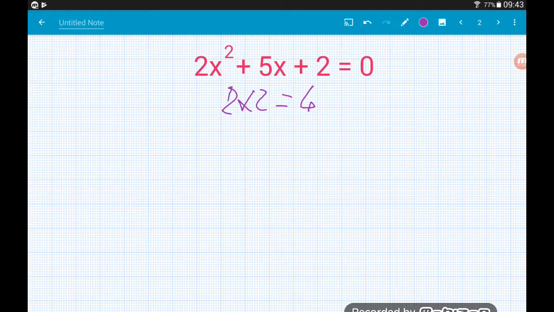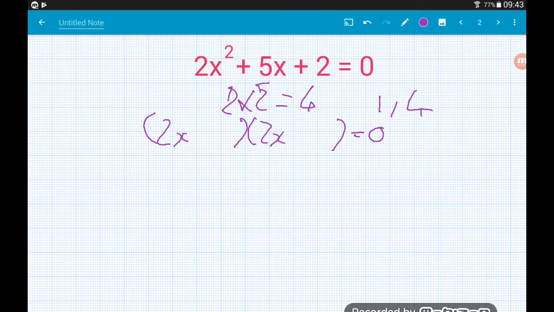Now we need to think of two numbers that multiply together to give us 4, but add together to give us the coefficient of the x term in the middle. So here it's 5. Those two numbers in this question are going to be 1 and 4. 1 times 4 is 4, 1 plus 4 is 5. Now given that we've got a 2x squared term at the start of the quadratic, we give ourselves two pairs of brackets with two x's in them. Now each of these numbers, 1 and 4, get plonked inside each bracket like that. So we get 2x plus 1 times 2x plus 4 equals 0.